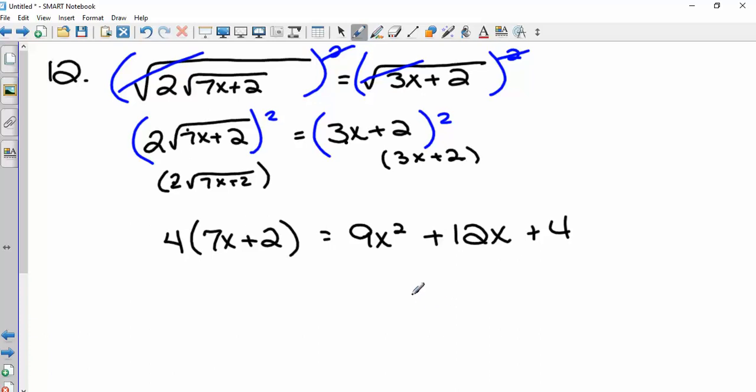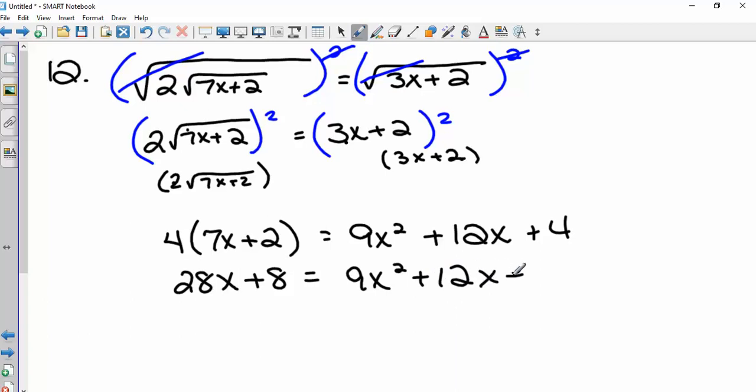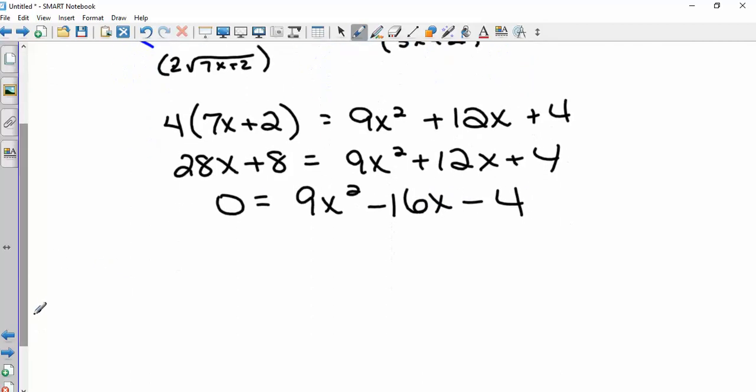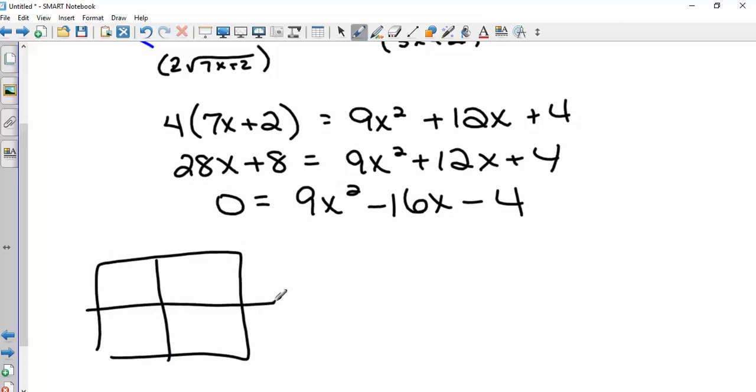Okay, quadratics, always set them equal to 0. So first we'll distribute our 4 and then we'll bring everything over. So if I subtract over that 28x, subtract over that 8. Now what? Box method. Can we do the shortcut? No. So we have a 9x squared, -4.